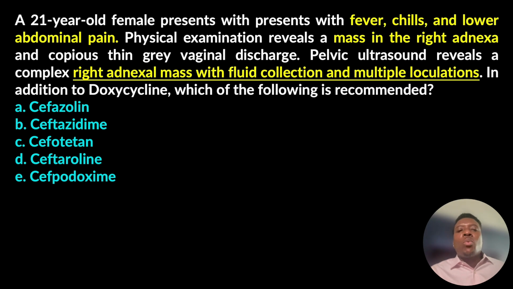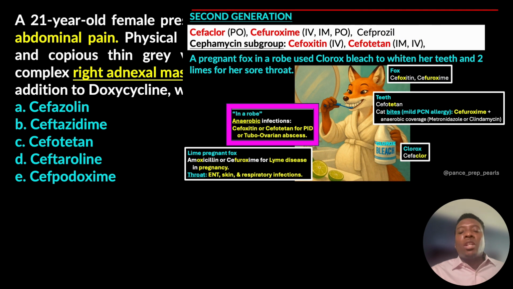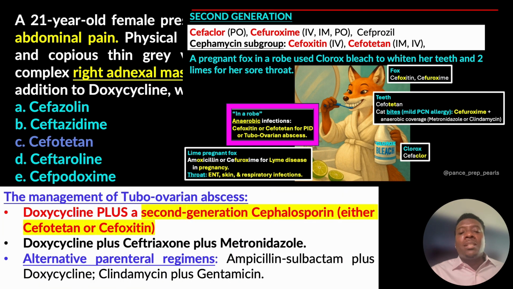In this case here, a 21-year-old female has what seems like a tubo-ovarian abscess, which is a pelvic infection. Remember that your 2nd generation subgroup, which is the cephamycin, cefoxitin and cefotetan, are great against anaerobes, and therefore that would be preferred treatment here. Again, with doxycycline, because we treat it very similar to pelvic inflammatory disease.